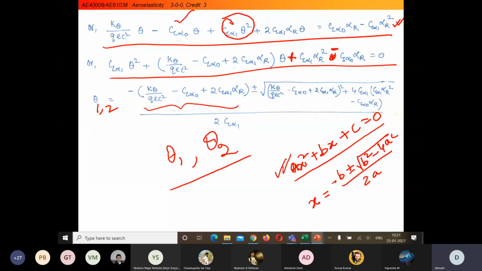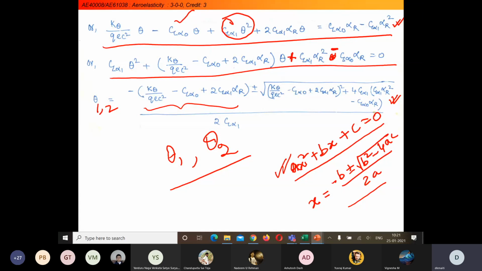So these are the two roots we will be getting from this quadratic equation. To get the solution of this equation we need the values k theta, q e c square, cl alpha naught, Cl alpha 1, alpha r; all these values are required. But the usual practice in aeroelasticity is to make the calculation in non-dimensional form. Instead of going with the dimensional form, it is better to go with the non-dimensional form. Let me come to that.